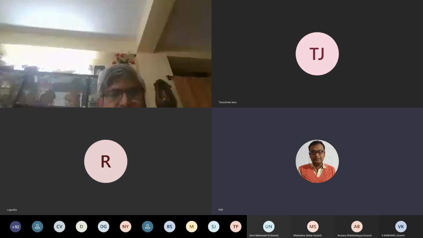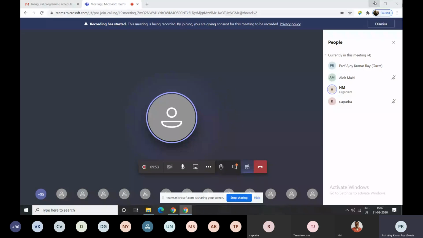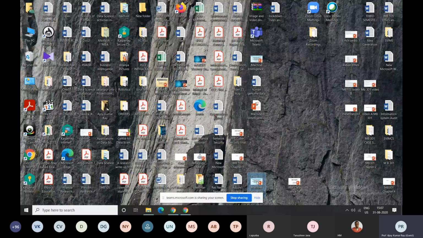So to start with, this is one of the most exciting areas of today, that is, the area of machine intelligence. I would like to share with you some of the evolutionary aspects of this very important area.